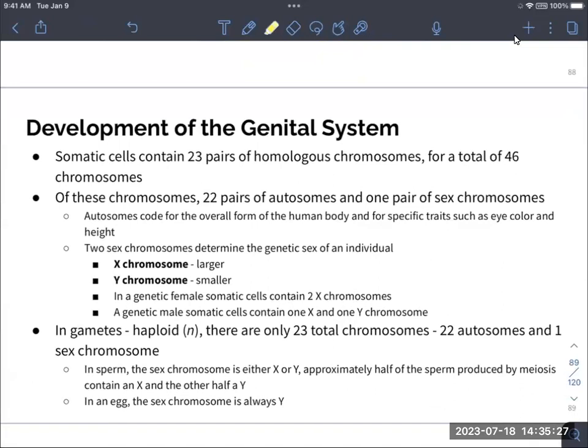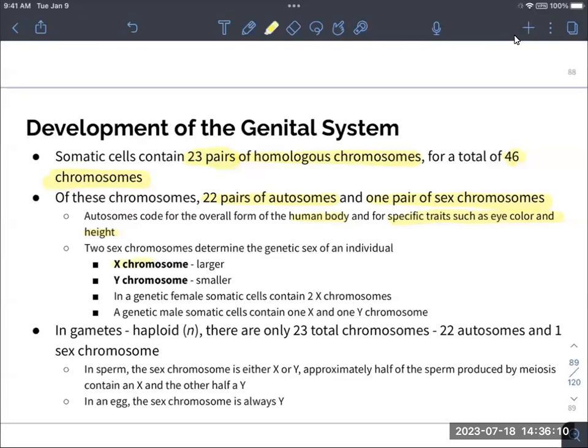Now, the development of our genital system. The secondary oocyte and the sperm each contain 23 chromosomes that come together to make 46 chromosomes. There are 22 pairs of autosomes and 1 pair of sex chromosomes. Those autosomes form your body. They give you specific traits: eye color, height, shape of your nose, shape of your ears, everything.